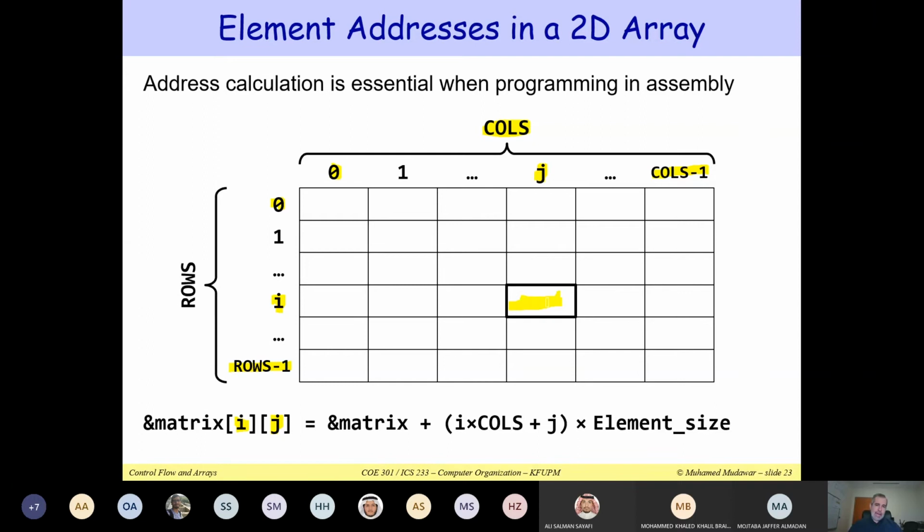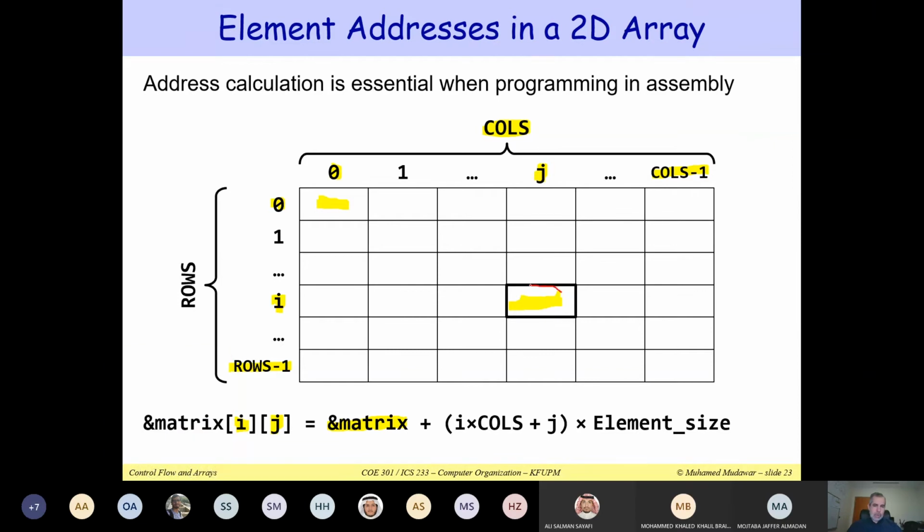So we start at the address of the first element here at index 0, 0. It will be the address of the matrix, the address of the first element in the matrix. Now the question is, how do we store the elements of a matrix in memory? Memory is linear. You can think about memory as a linear array of bytes. So what will be the address of the element at row index i and column index j?